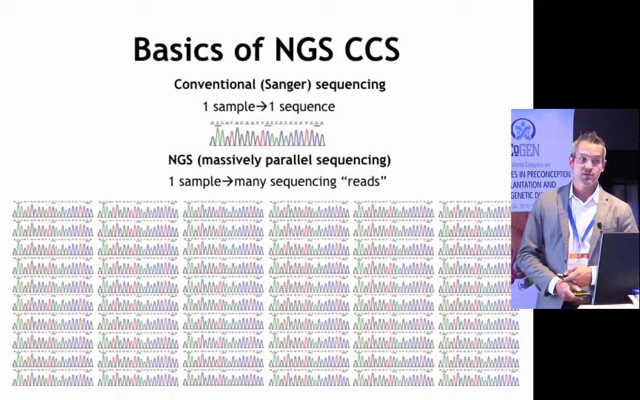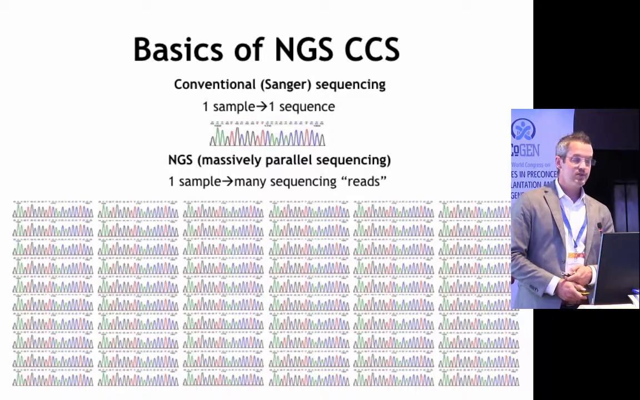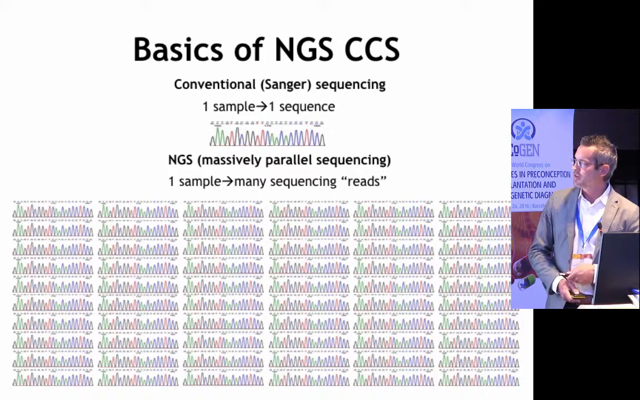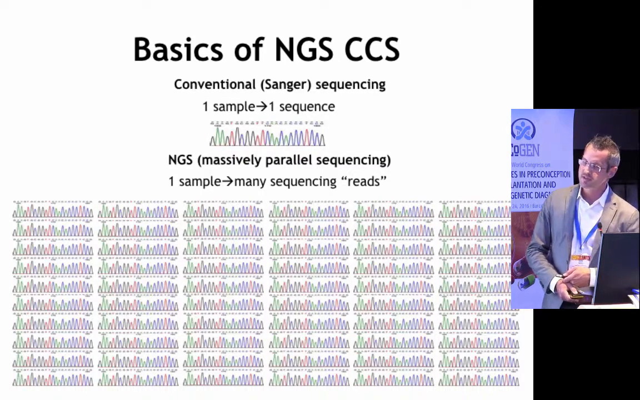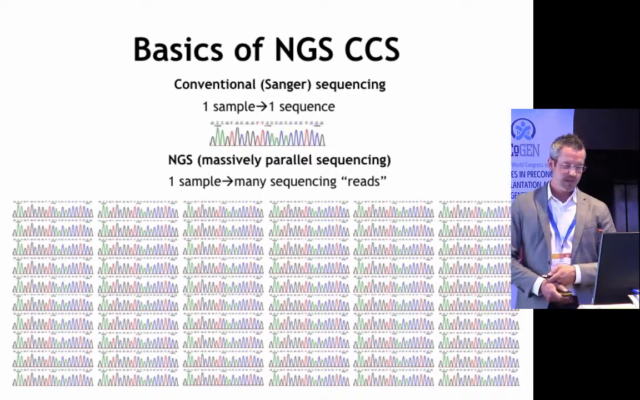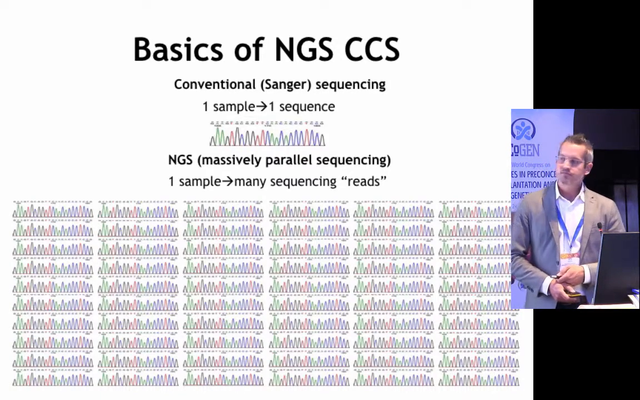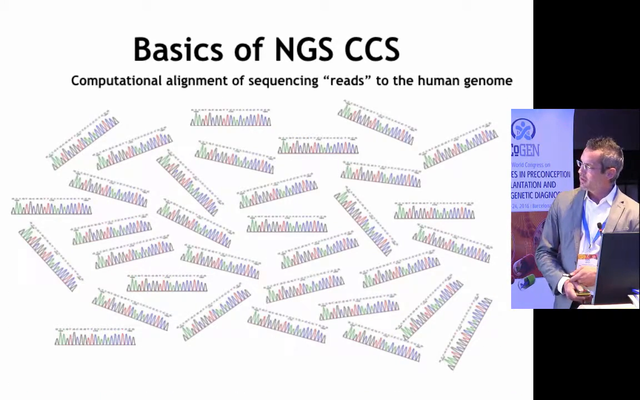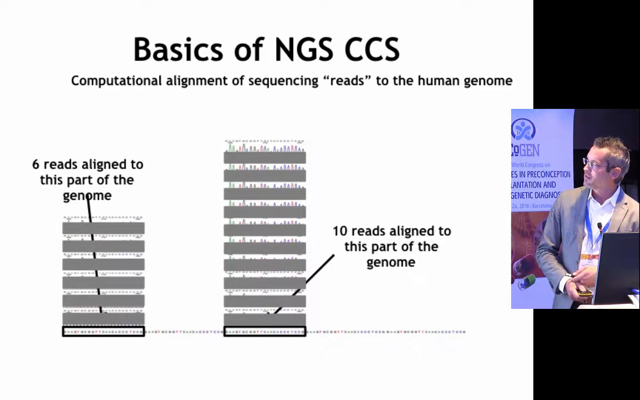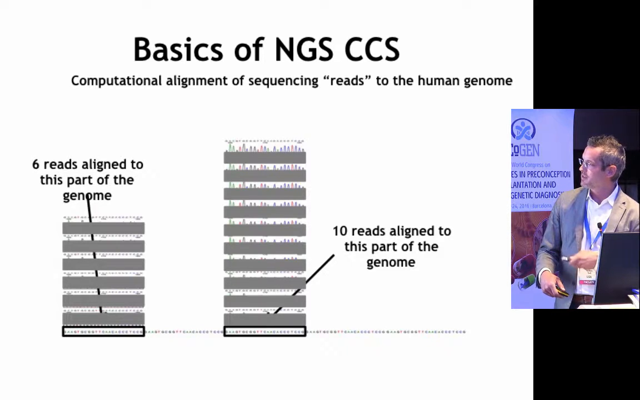So I wanted to just review again some of the basics behind next-gen sequencing. With conventional Sanger sequencing, you have one sample and you get one sequence, and this is a combination of results from many cells and many molecules of DNA. Instead, with next-gen sequencing, we get many of these individual reads, per molecule. Those reads are then aligned to the genome. In this situation, 6 reads aligned to this position and 10 reads aligned to this position.